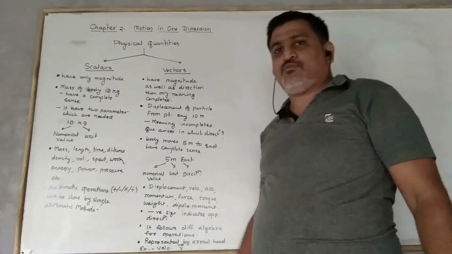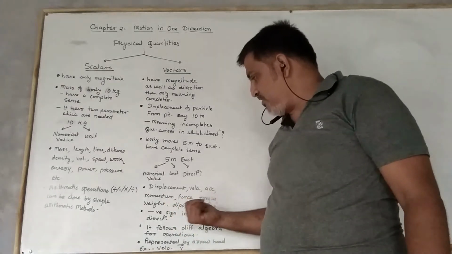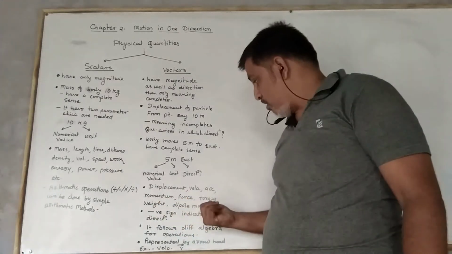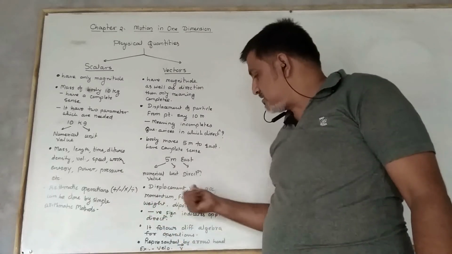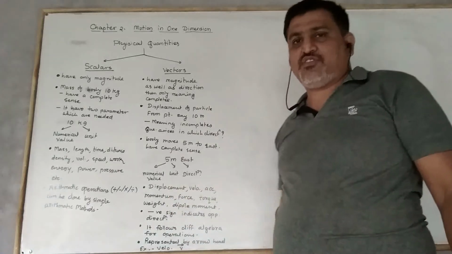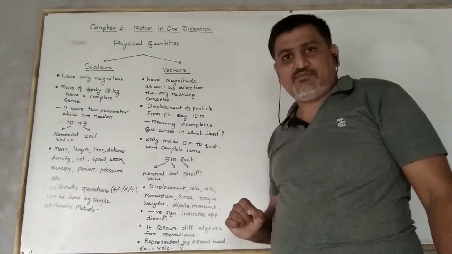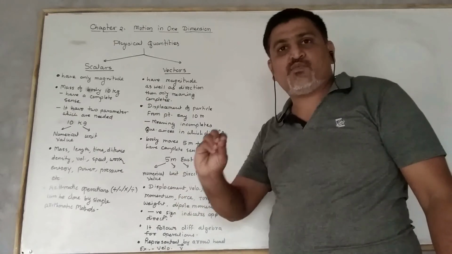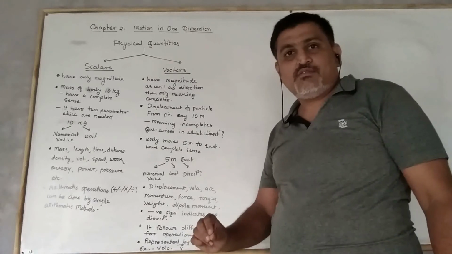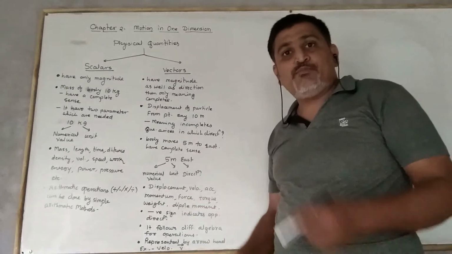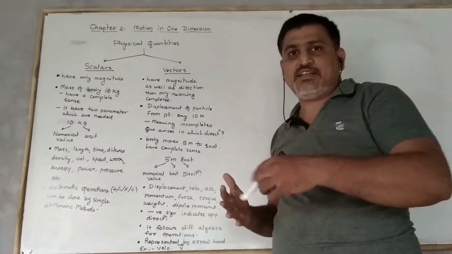Let's see some examples of vector quantities. Displacement, velocity, acceleration, momentum, force, torque, weight, moment of force, dipole moment. All these things require direction. Next point is the negative sign, means minus 5 meter, minus 5 meter toward east. It means the minus sign indicates opposite direction.